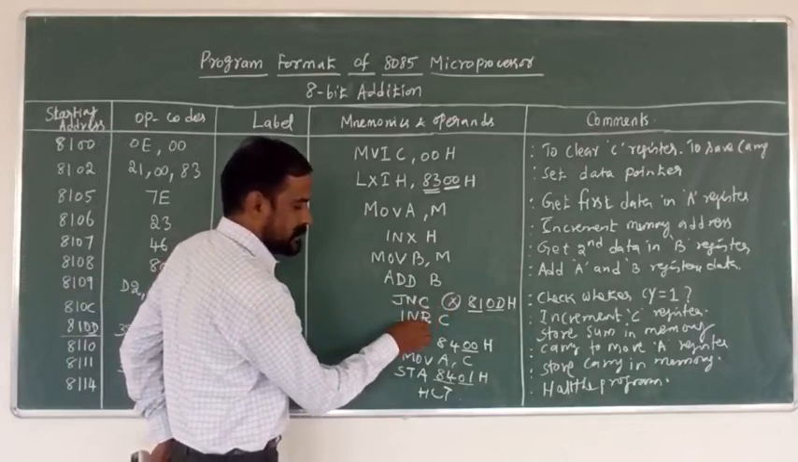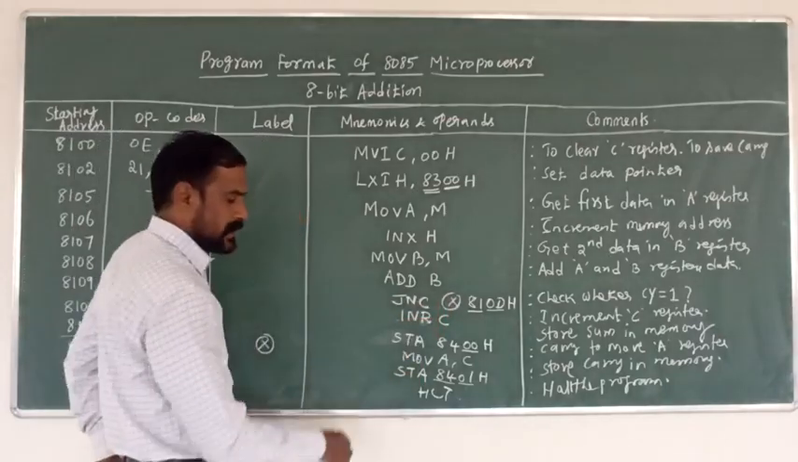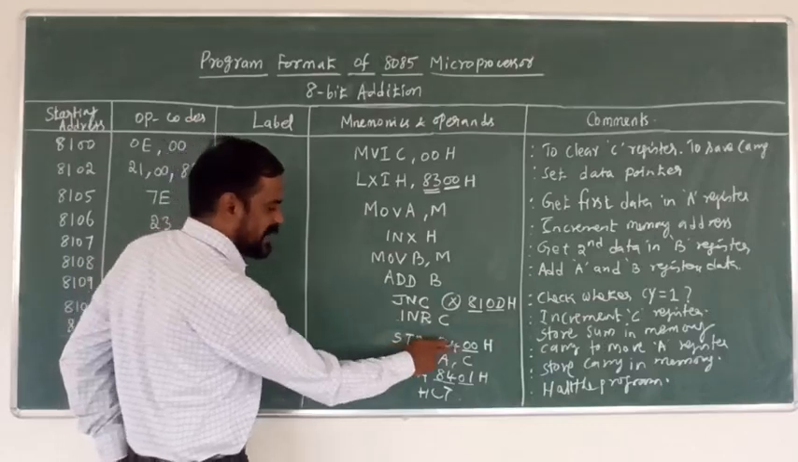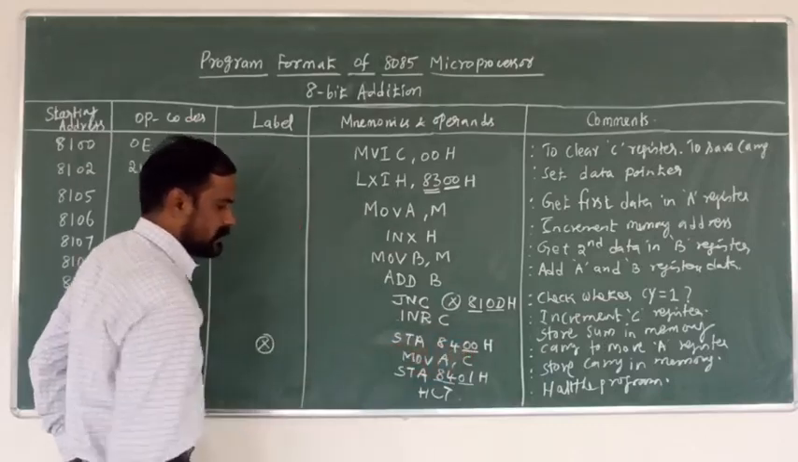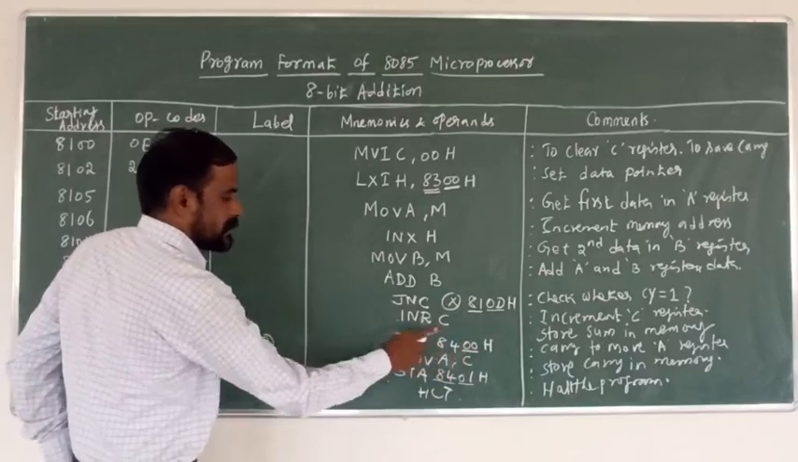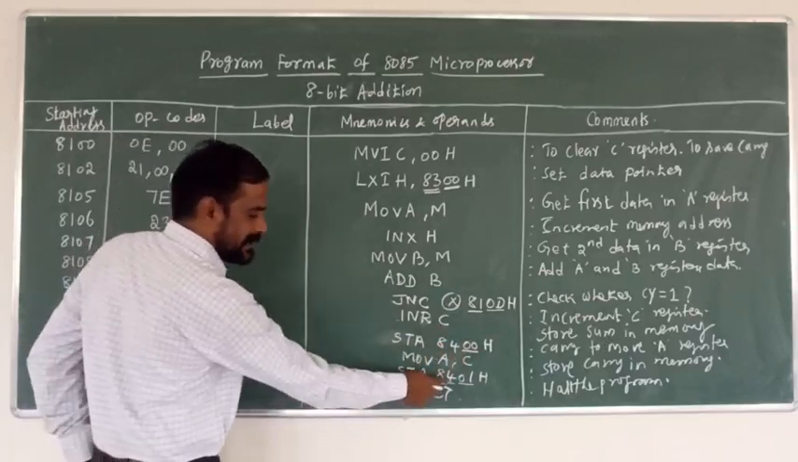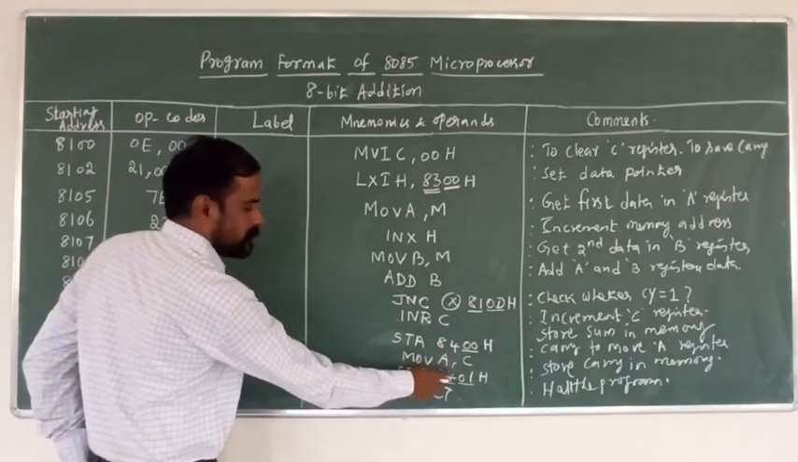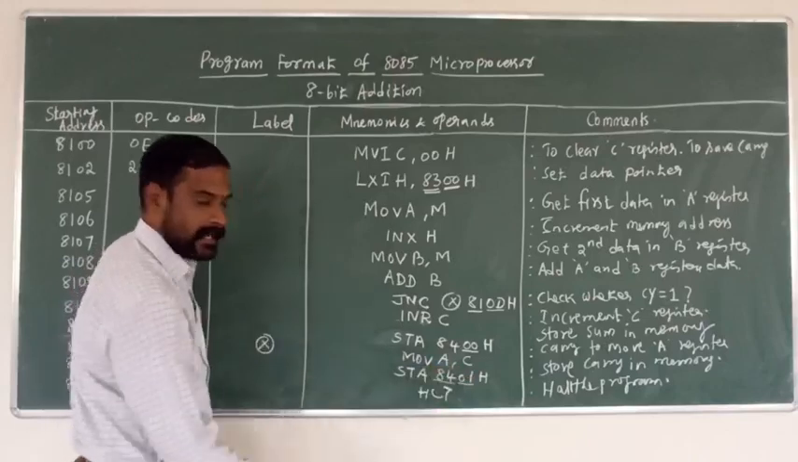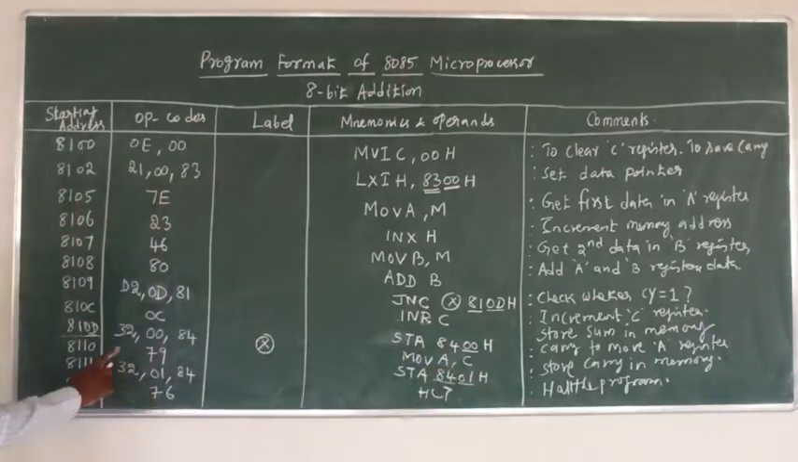Now increment the C register content. After that it will store the data at address 8400, then carry data is moved to the accumulator, and then the carry result is stored at address 8401, and the program ends.